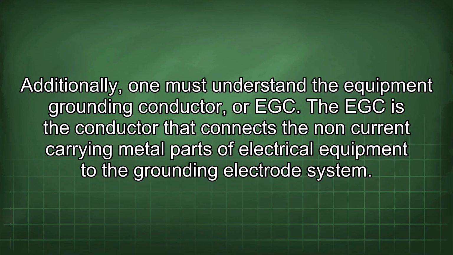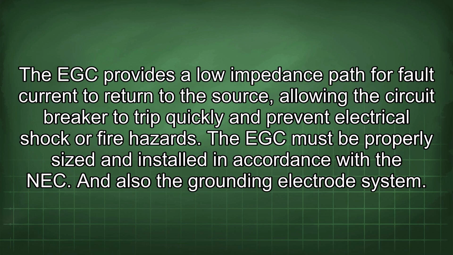Additionally, one must understand the equipment grounding conductor, or EGC. The EGC is the conductor that connects the non-current carrying metal parts of electrical equipment to the grounding electrode system. The EGC provides a low impedance path for fault current to return to the source, allowing the circuit breaker to trip quickly and prevent electrical shock or fire hazards. The EGC must be properly sized and installed in accordance with the NEC.